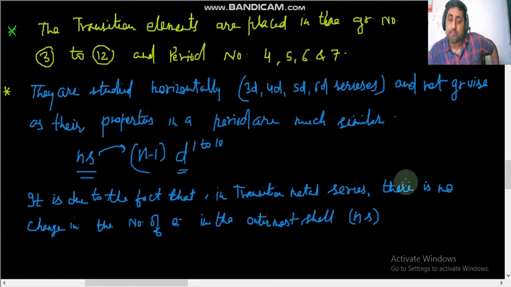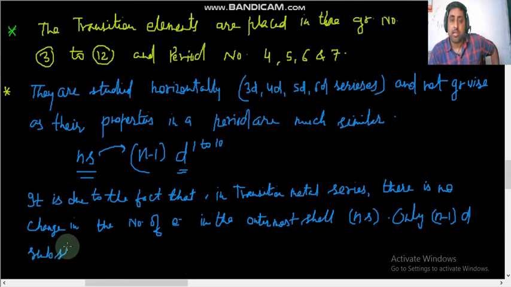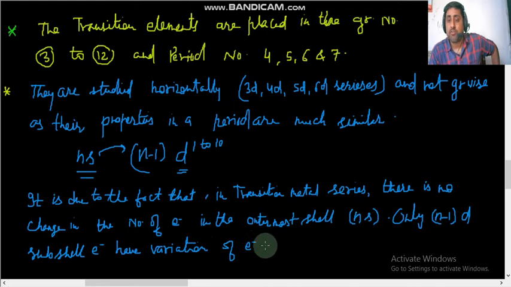so due to this, only the (n-1)d subshell electrons have a variation of electron number from one element to the other.